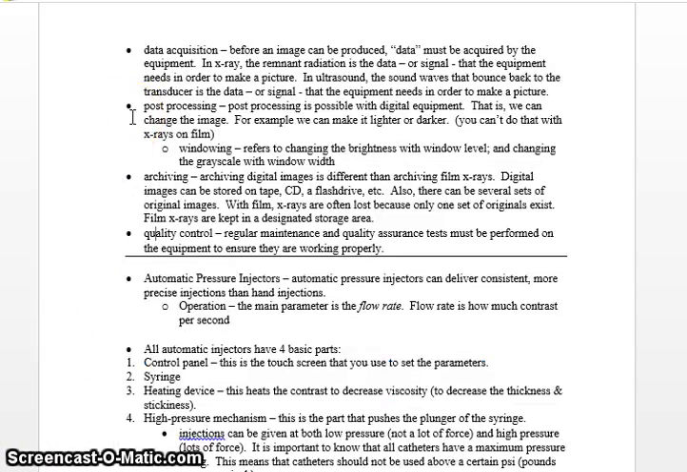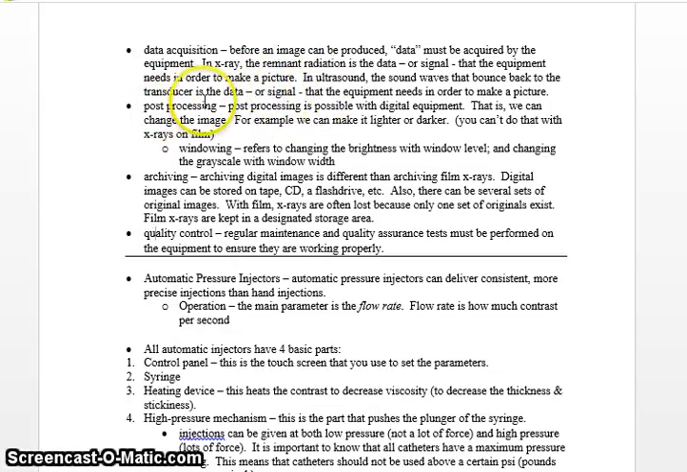Okay, so finishing up with some terms that deal with digital imaging. Data acquisition. Before an image can be produced, the data must be acquired by the equipment. And in X-ray, the remnant radiation is considered the data or the signal that the equipment needs in order to make the picture or the image. In ultrasound, the sound wave that bounced back to the transducer is considered the data or the signal.